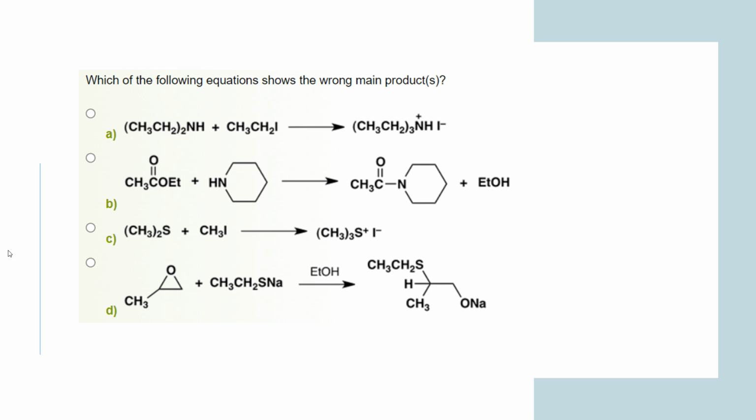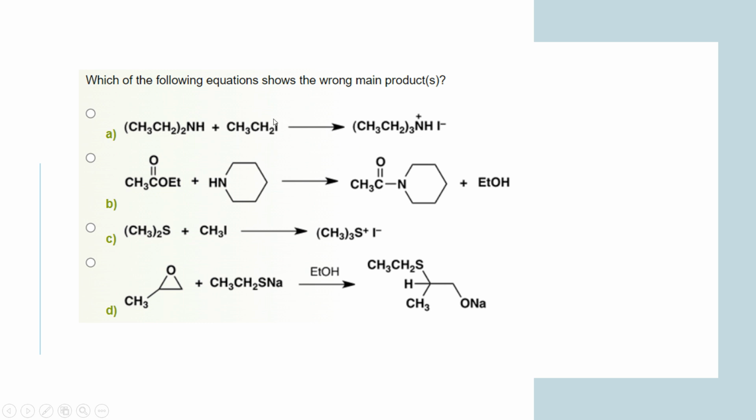In the first reaction, what are we given? We are given a secondary amine here, and we are treating it with an alkyl halide. This amine will attack this alkyl halide, and you get an ammonium. A quaternary ammonium center is generated. This reaction is correctly shown.